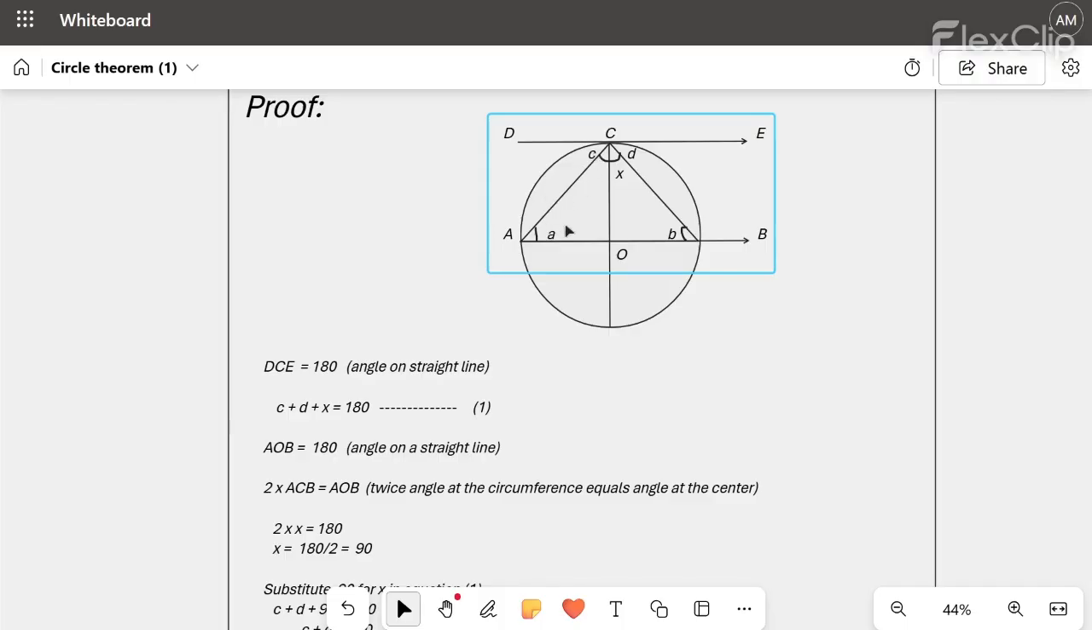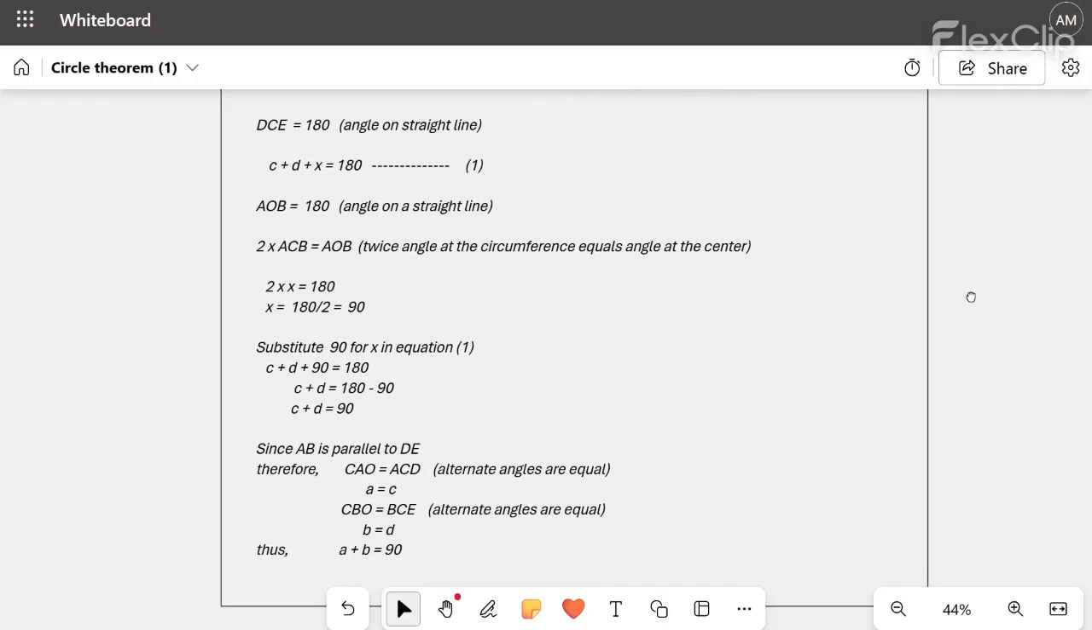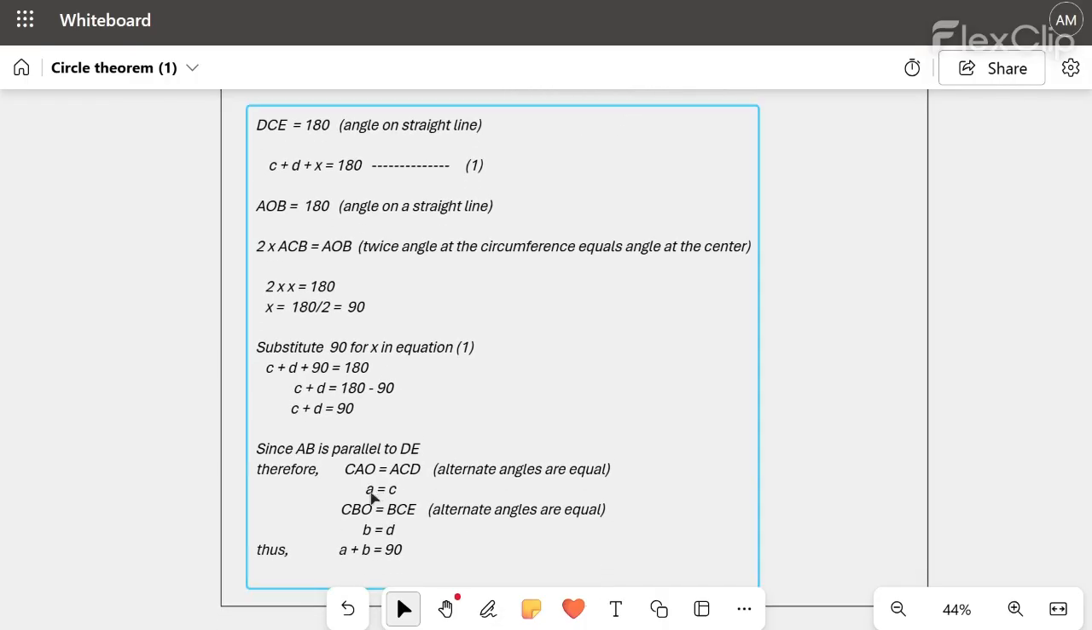They are equal because they are alternate angles. That is it for that proof, which says that angle A is equal to angle C. The next one says angle CBO is equal to angle BCE. Why? Because alternate angles are equal also, which means angle B is equal to angle D.